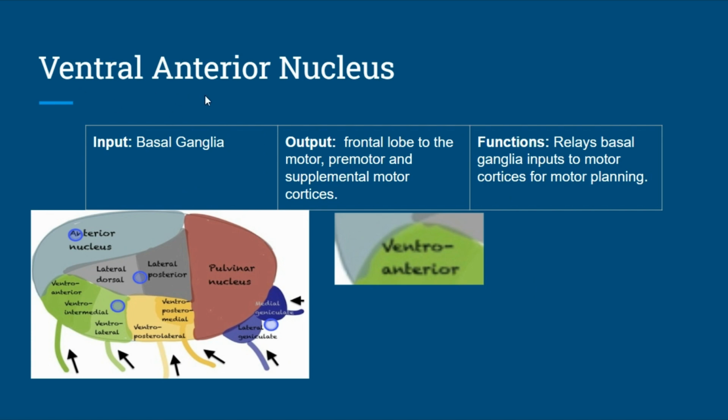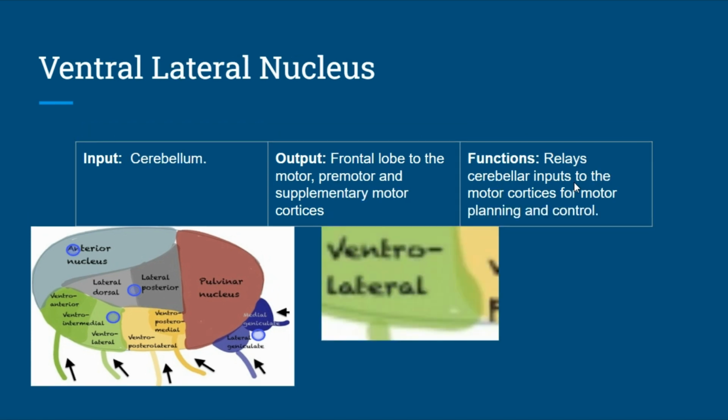Next, we have the ventral anterior nucleus. The input is from the basal ganglia, and the output is to the frontal lobe, to the motor, premotor, and supplemental motor cortices. The function is that it relays basal ganglia inputs to the motor cortices for motor planning. Important. Then we have the ventral lateral nucleus, and this one is getting input from the cerebellum. And again, it is sending that information out to the frontal lobe, to the motor, premotor, and supplemental motor cortices. It functions as a relay center for the cerebellar inputs to the motor cortices for motor planning and control.